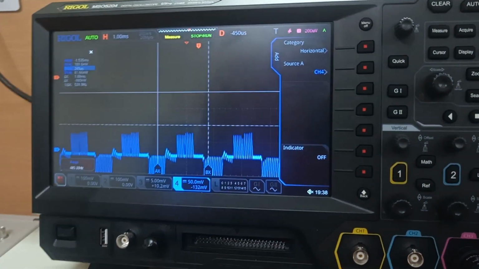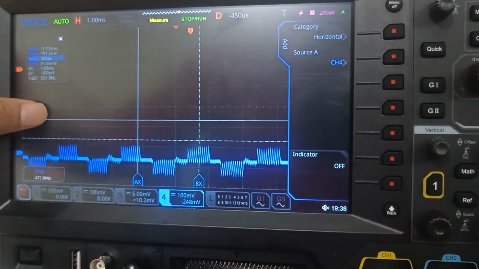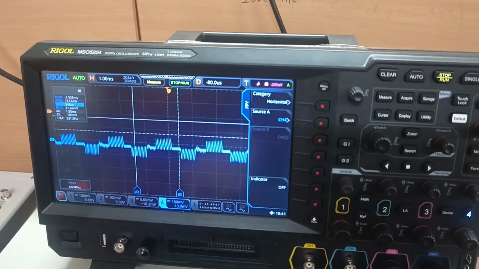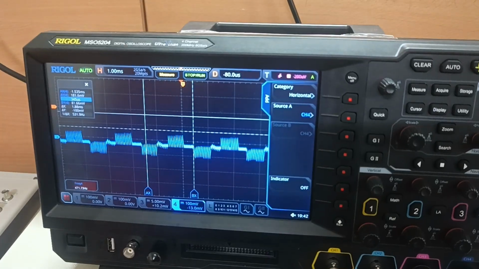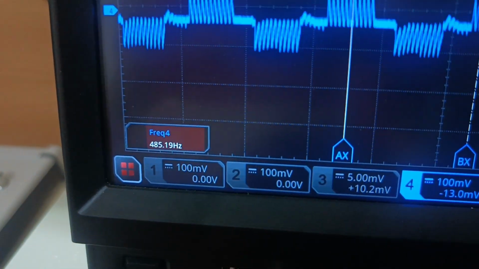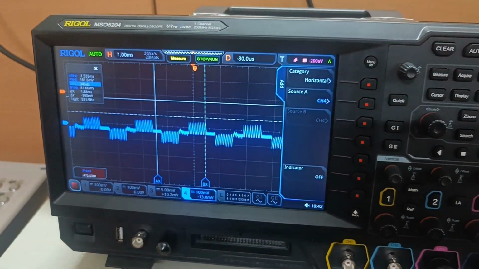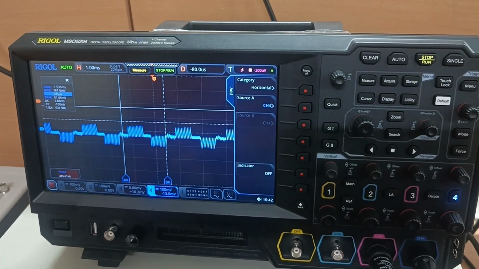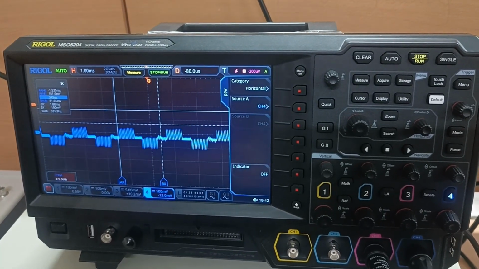So the waveform coming over here, as you can see, is a trapezoidal waveform in one phase of the motor. We can check over here the frequency is coming out to be 480 Hz, which corresponds to 7200 RPM of the motor. So this motor has a high KV, which means it will be a high RPM motor.